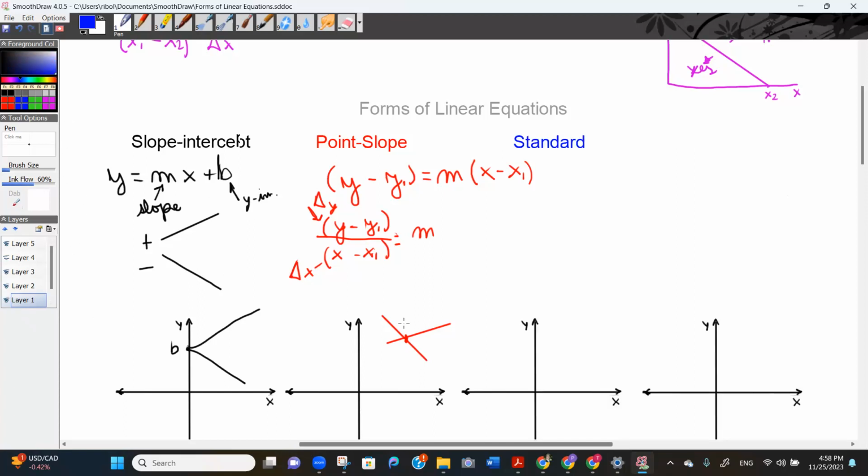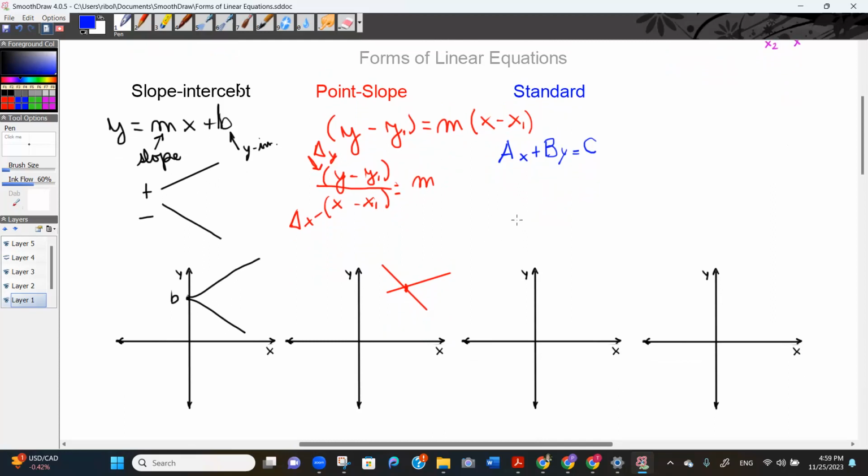The next one that we are going to consider is the standard form. The standard form is capital A x plus capital B y equals capital C. The reason we use capital letters here is because A, B, and C do not necessarily represent anything in the line. But this standard form is actually quite useful for solving systems of equations. We are going to see that this form becomes very useful for that.